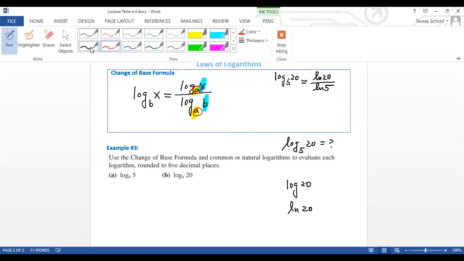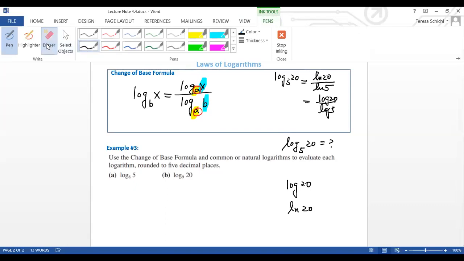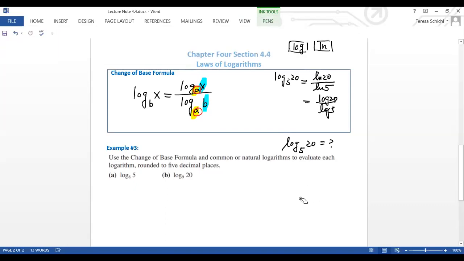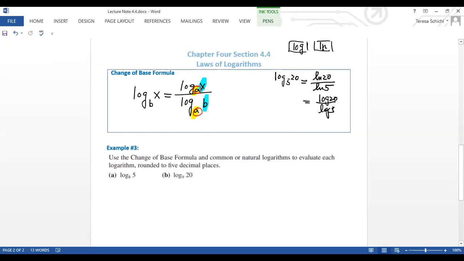And if I want to use the common log, this will also equal log 20 divided by log pi. It doesn't matter whether you use ln or log, it will give you the same thing. Because of the change of base formula, the calculation is very convenient. You don't need a fancy calculator with a built-in log function. You only need the simple keys, the common log and the natural log.